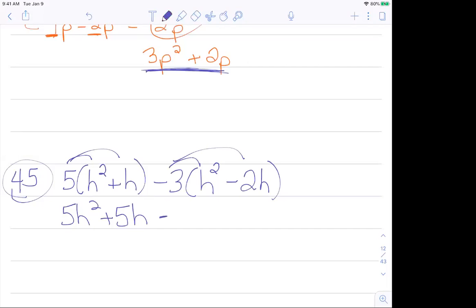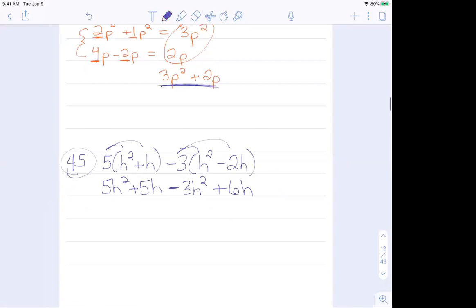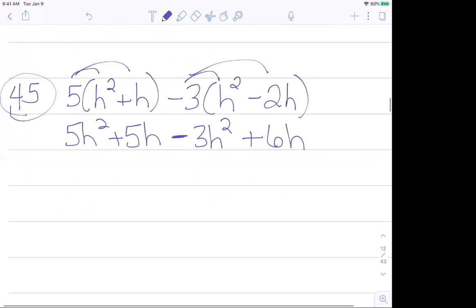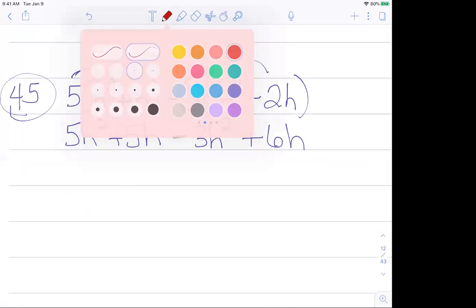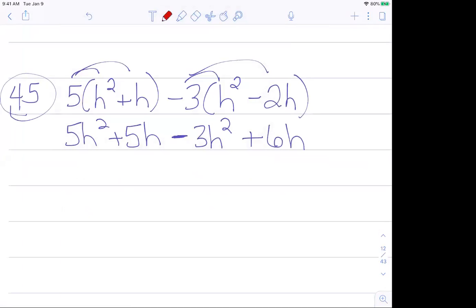And what's that make, Michael? -3h squared, and then 6h. Perfect, yeah, and it's a plus 6h. Nice job. All right, so that would be the first step. We have to distribute. And then the second step is to look to see which ones are the like terms again. So just like we did above, it has to be the same letter and exponent. So I need to hit both pieces there, same letter and exponent.